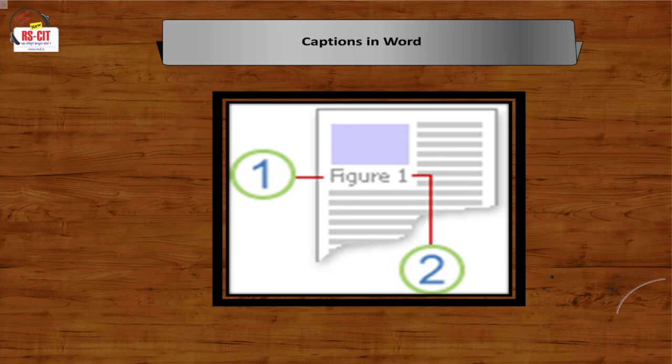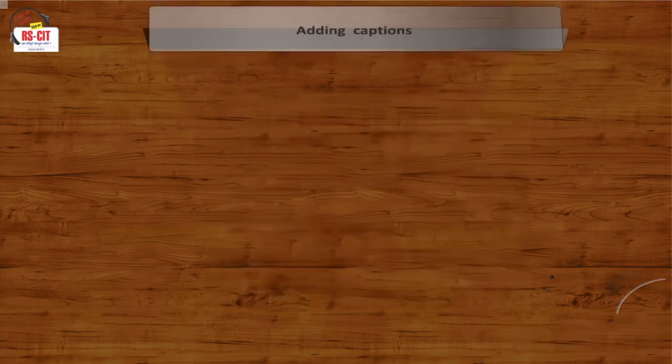For example, Table 2 and Equation 1a. You can also add descriptive text to the label. If you later add, delete, or move captions, you can easily update the caption numbers all at once. Adding captions.